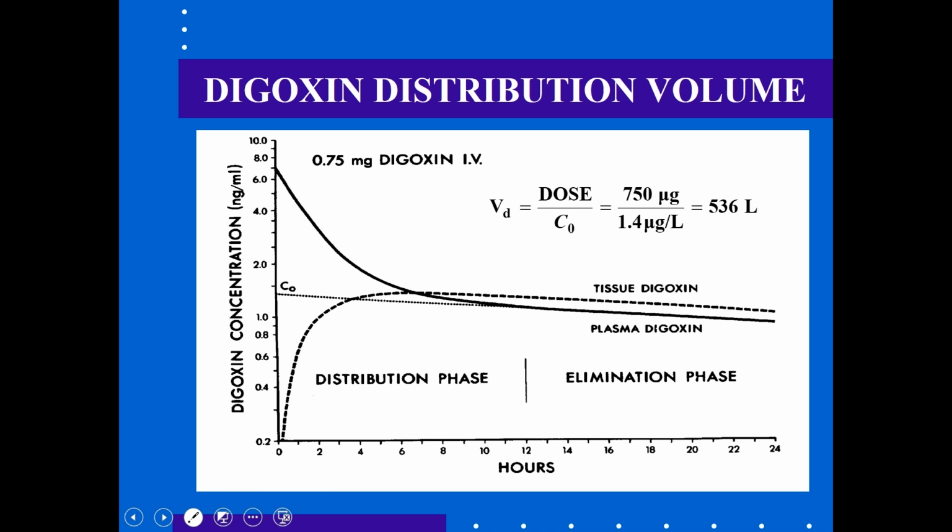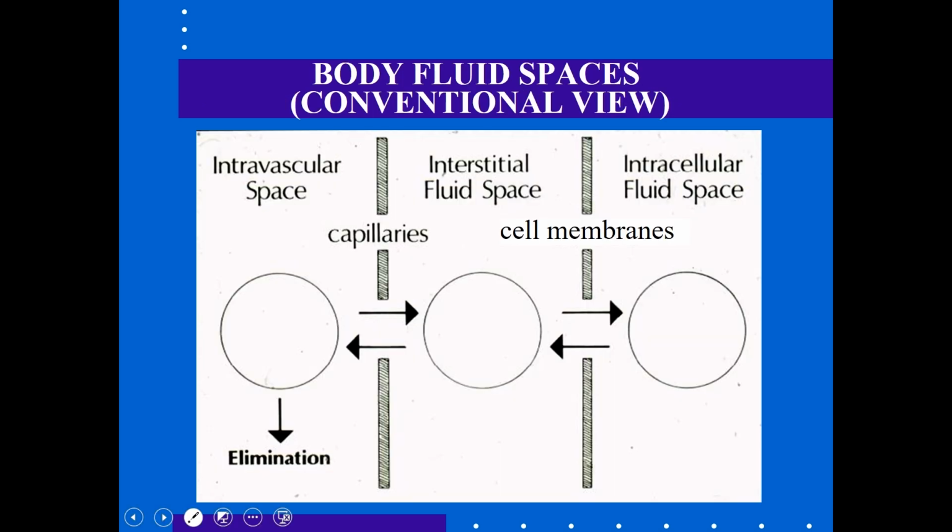Now, what do these compartments mean? If we look at a classic drug like digoxin, you can see here that the distribution volume of 536 liters doesn't really correspond to what we can recognize as a physiological compartment. But we'll go into that in a few minutes and start with the conventional view of these physiological compartments that consist of first the intravascular space, the interstitial fluid space, and the intracellular fluid space.